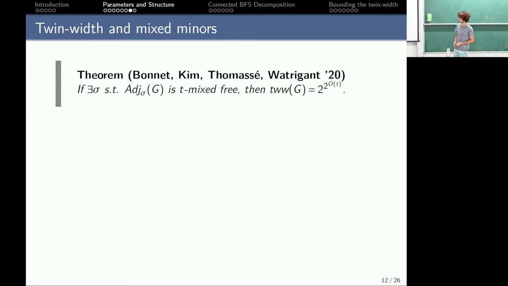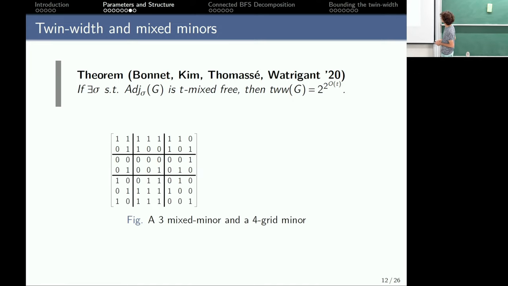For this we need one of the main theorems of the first article on twin-width: if you have an order witnessing that your adjacency matrix is t-mixed-minor free, so we'll define this in a bit, then you can bound the twin-width. I will define what t-mixed-minor free means.